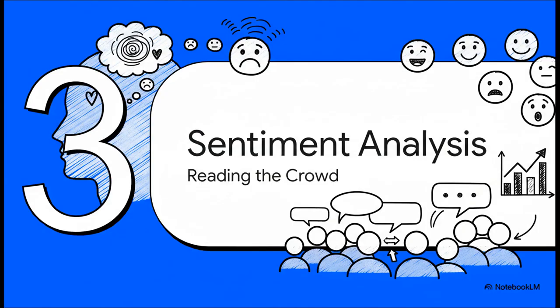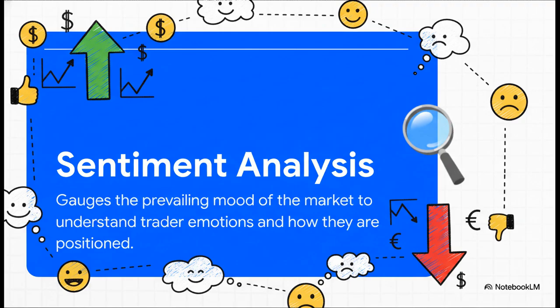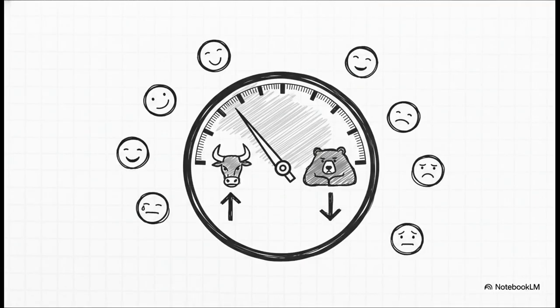And that brings us to our third and final piece of the puzzle, sentiment analysis. Now this one is all about the human element. It's about the psychology of the market. Sentiment analysis is basically trying to answer the question, how is everyone feeling right now? Is the market super optimistic and bullish, expecting prices to just keep going up? Or is everyone pessimistic and bearish, thinking it's all about to crash? It's all about trying to get a read on the overall mood of all the traders out there. And by understanding that collective feeling, you can actually find a real edge.